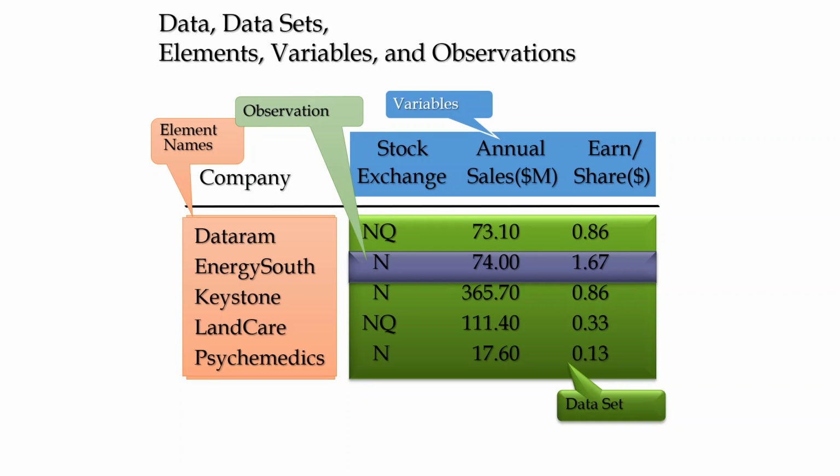So those characteristics are called the variables. Which means we're using variables to characterize the element. After you identify the element and the variables, you go to the real world or go online to find those data. Those data are called observations. You put all the observations together, and that becomes our data set.